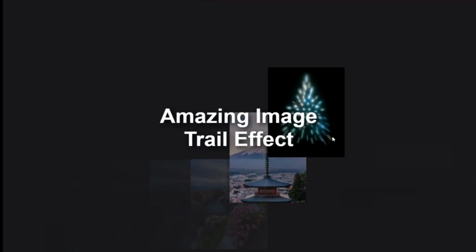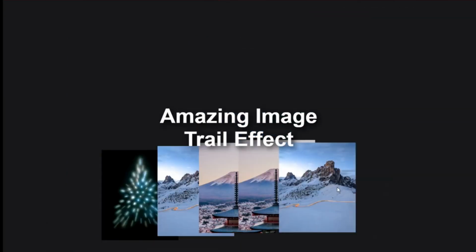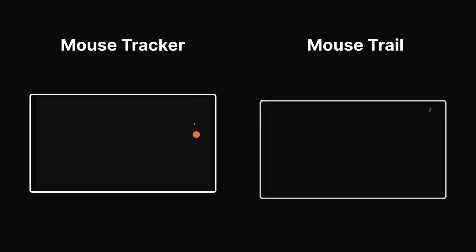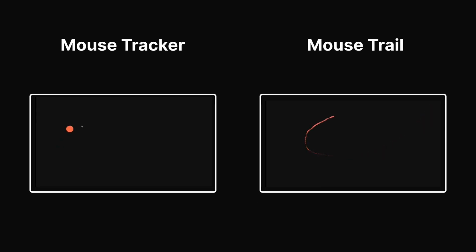As said before, I like to define two types of effects in this category. A mouse tracker is an element that is always present on the page and follows the mouse cursor at all times. A mouse trail, on the other hand, is made up of a large number of elements that appear and disappear as the cursor moves around the page.